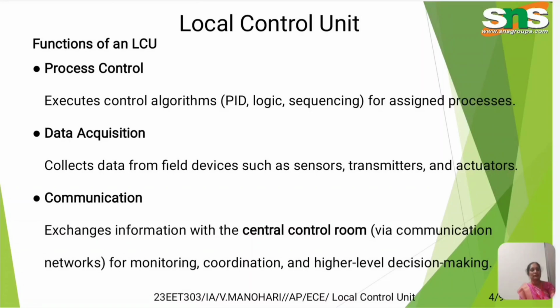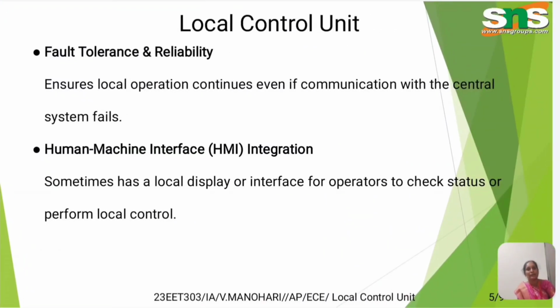Next, move on to data acquisition. The LCU collects signals from field devices, sensors, transmitters and actuators, turning raw data into useful process information. Next, move on to communication. LCUs don't work in isolation. They exchange information between the field devices and the central control room, ensuring the operator always has a complete view of plant operation.